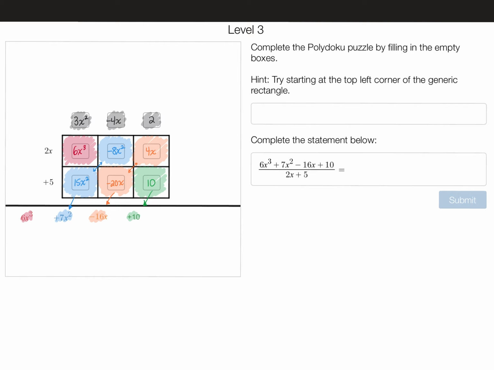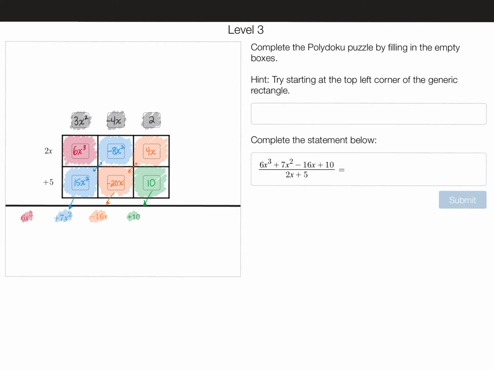Now let's go ahead and fill in the statement here, okay? So complete the statement below. The statement below says, and let's compare where everything is here, 6x cubed plus 7x squared minus 16x plus 10. That's this. Divided by 2x plus 5. That's this. Is going to equal what?